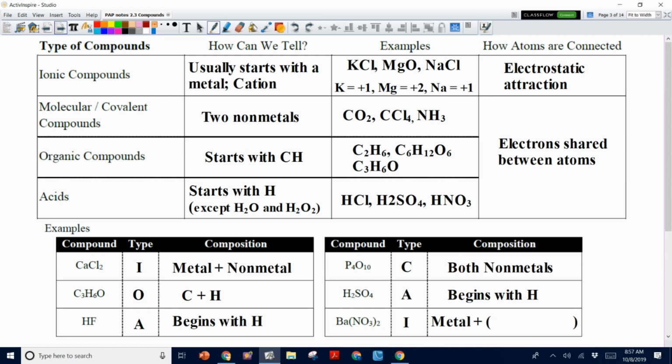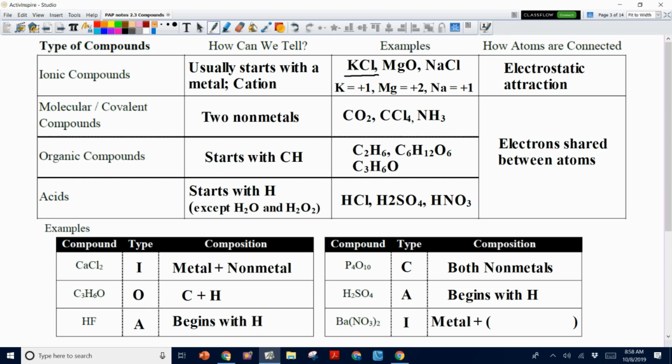So let's just talk about pure ionic compounds. How can you tell if something is a pure ionic compound? Well, it starts with a metal, and it forms a cation. For example, KCl is going to be an ionic compound. So we have KCl right here, ionic compound, and potassium is a metal.